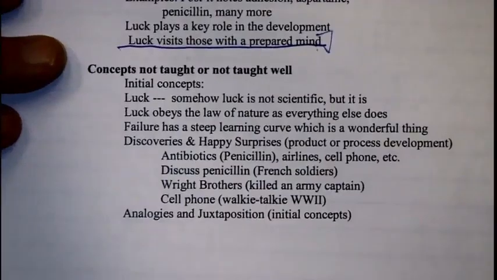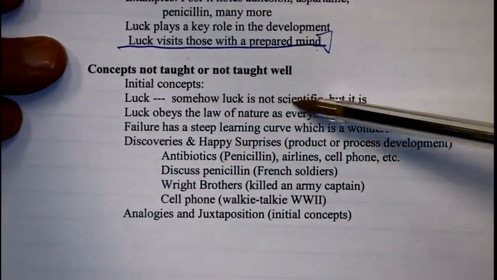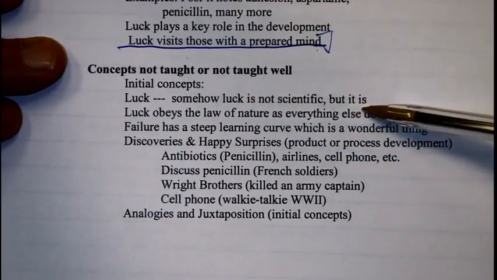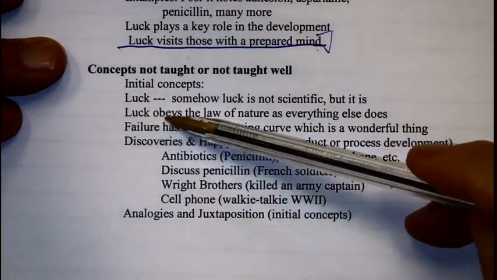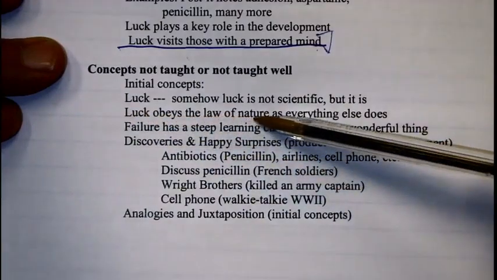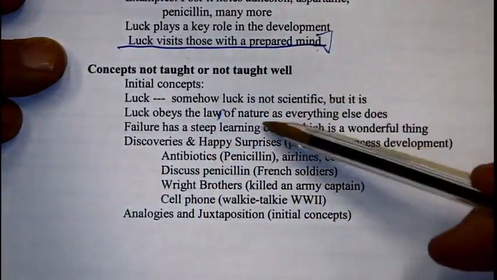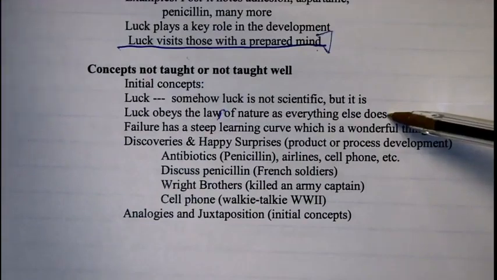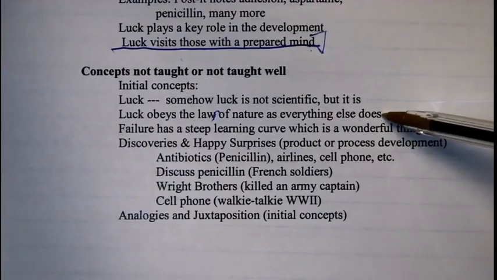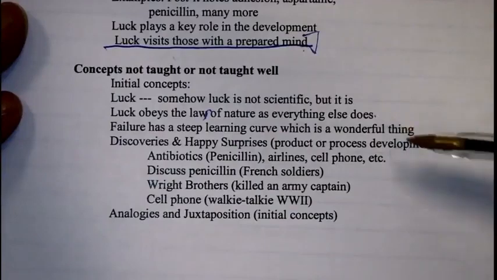So luck is sometimes viewed as not being scientific, right? Luck's not scientific, but it is. Whatever luck has provided you basically obeyed the laws of nature. Laws have to be plural. Laws of chemistry, physics, and biology, as does everything else. So it's just that you weren't smart enough to see it coming. Oh, heavens, I'm telling people that they're not smart enough.